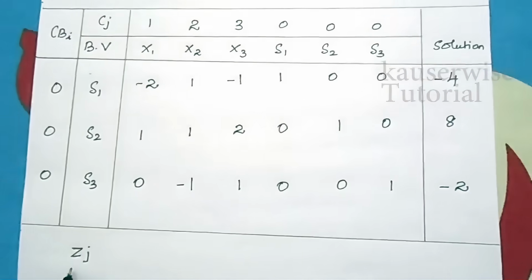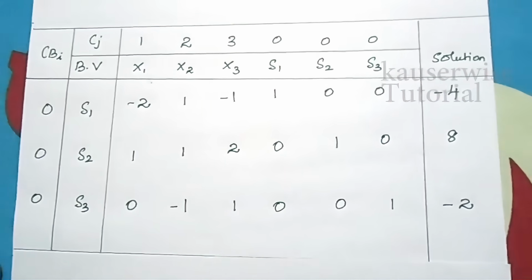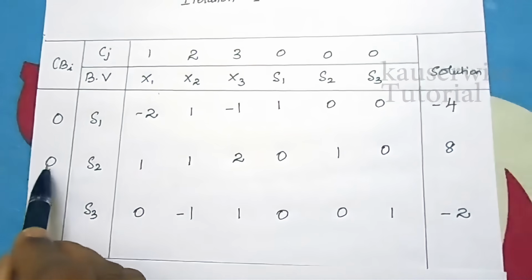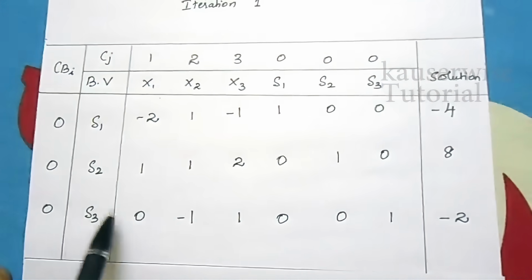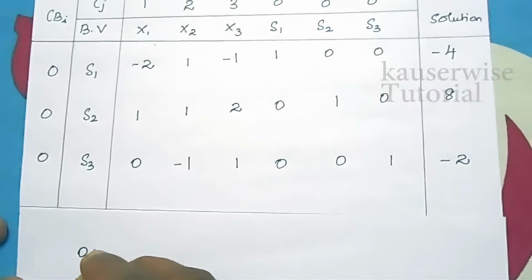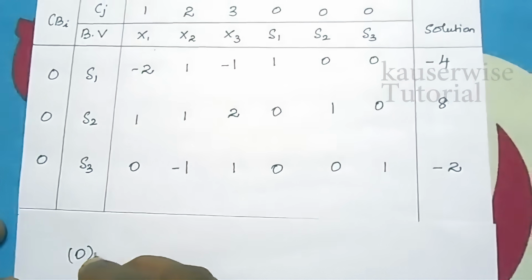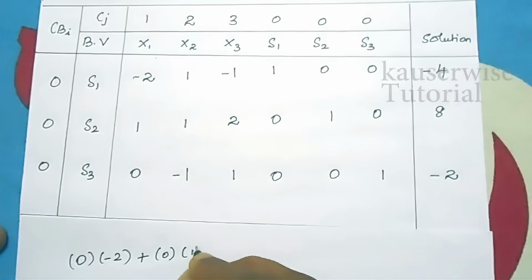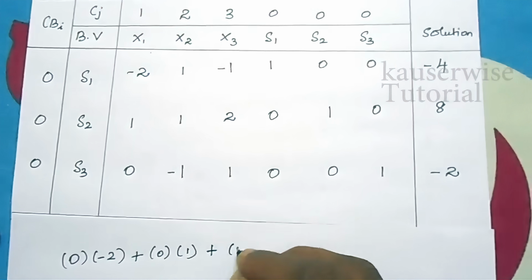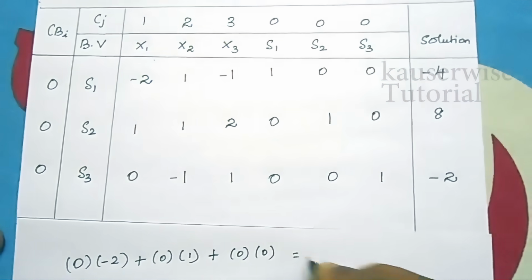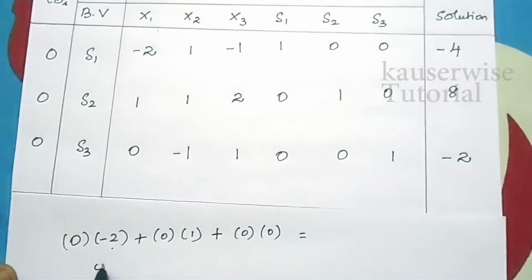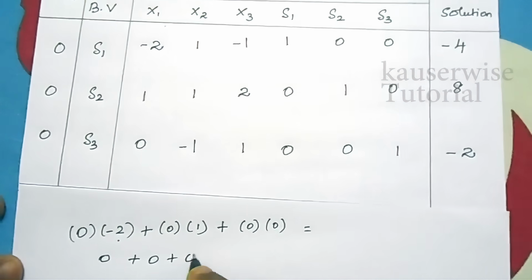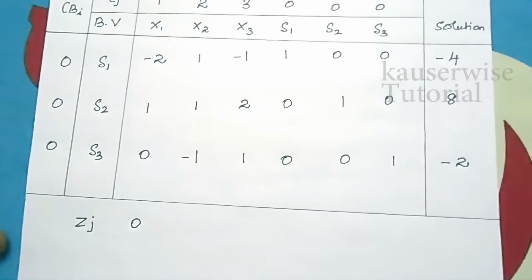Now we need to find out Zj values. In order to find out the Zj value, this is the procedure. 0 into minus 2 plus 0 into 1 plus 0 into 0 is equal to 0 plus 0 plus 0, so you'll be getting 0. So the first value is 0.